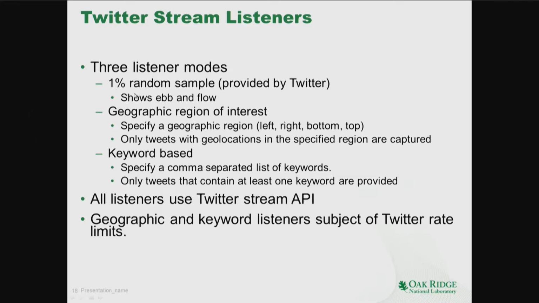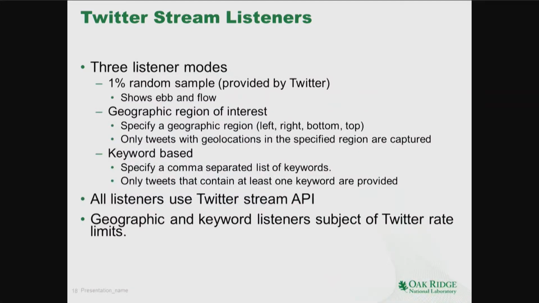One is just a random 1% sampling of any information that comes through Twitter. Twitter runs a random sampling and provides you a stream with that information. Since it is a random sample of everything, you can see the ebb and flow of information throughout the day.